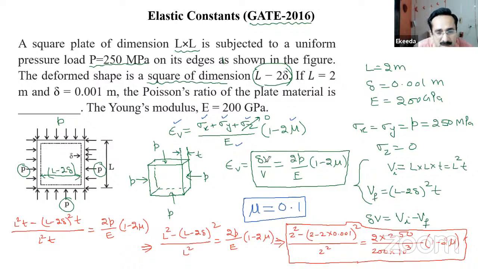Now volumetric strain is delta V by V, and the stresses given are sigma x and sigma y, both equal to the pressure applied. Put this here and you will get the volumetric strain, delta V by V, equal to 2p by E times (1 minus 2 mu). This equation will come out, right? Here put the value of delta V, initial volume minus final volume, by V, initial volume, equal to 2. Pressure is given to us, E is given to us, and we can find out mu, right? So this is how we can solve the questions on elastic constants, right?